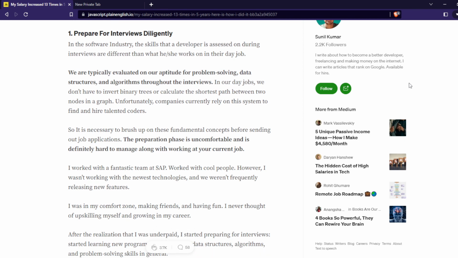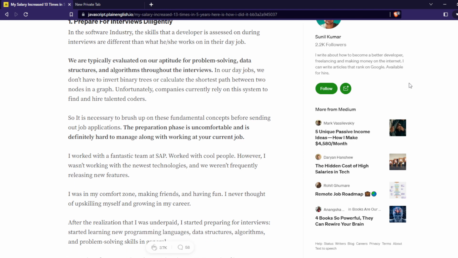To brush up the fundamental concepts before sending out job applications, the preparation phase is uncomfortable and is definitely hard to manage along with working at a current job.